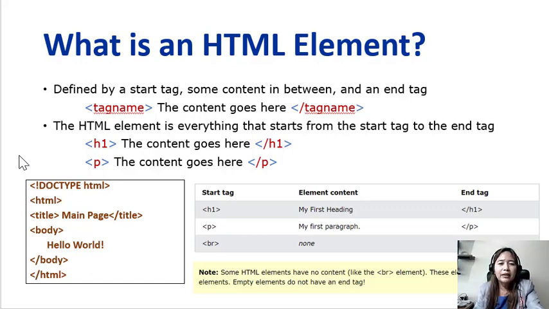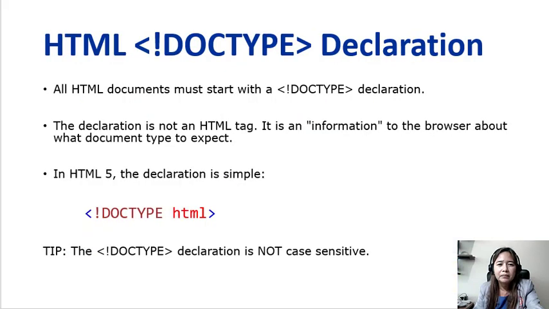So some HTML elements do not have content. Like for instance, the one on the table, the one that is enclosed with the angle brackets BR, which actually stands for break. It's called an empty element because it does not have an end tag. So there are tags in HTML that don't have a beginning and an end tag. So it's called an empty element.